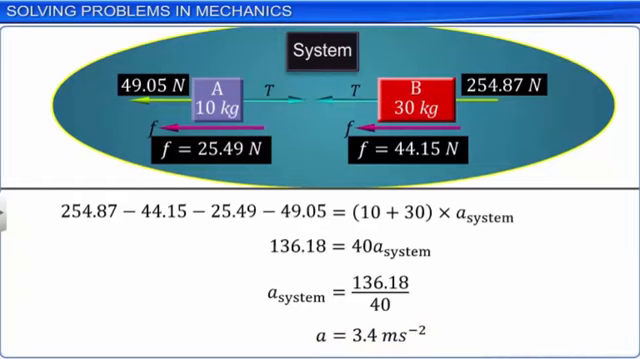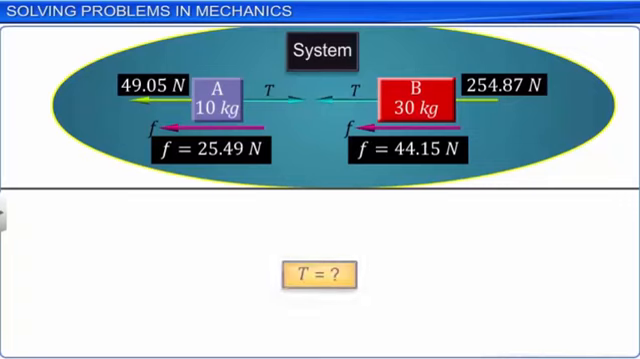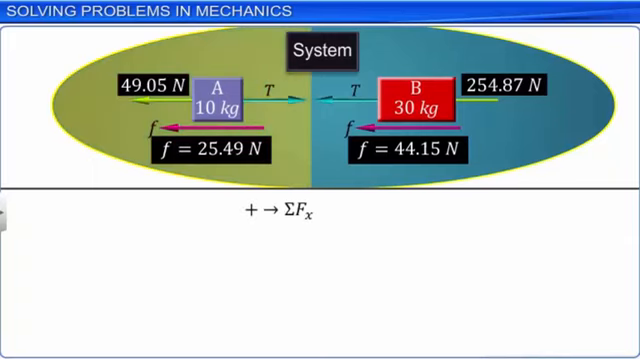To find T, we have to write the net force equation for A or B, where we substitute the value of acceleration just obtained, that is, 3.4 meters per second squared. Let's consider the net force on body A along x direction, which is equal to the product of the mass of body A and its acceleration. Substituting the values and solving, we get the tension in the rope T as 108.54 newtons.